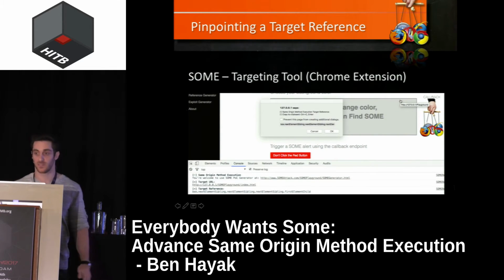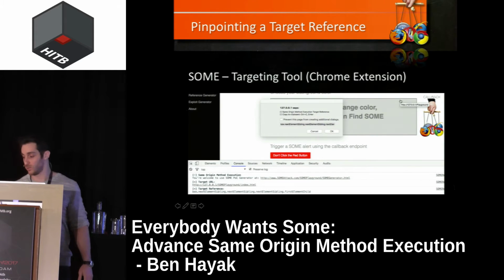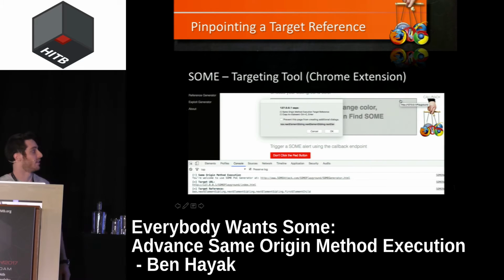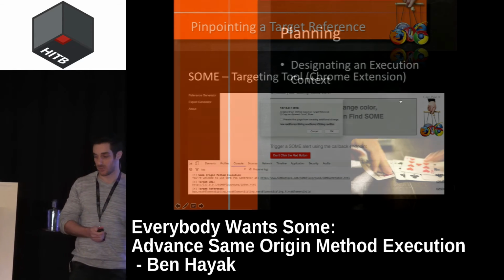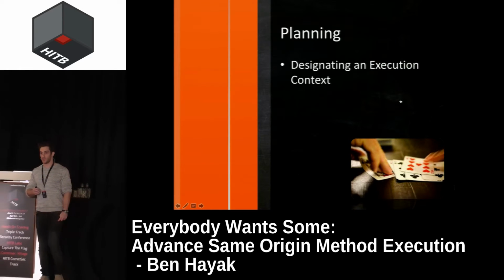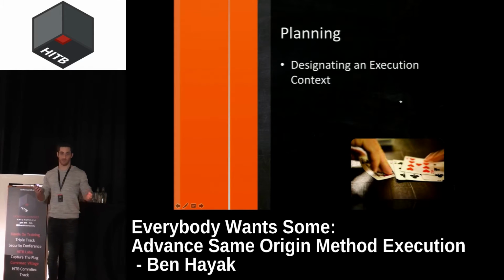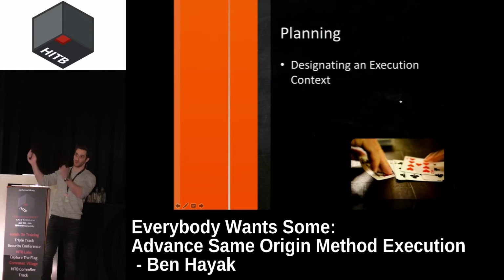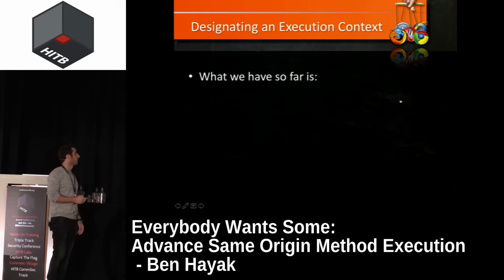So you can use the tool. Feel free to use this tool. It's available in the Chrome store. It's easy to download and use as you're making same origin method execution exploits. Planning is really, really simple. It's just like I told you, it's opening another window. So you can get rid of the execution that happens in the color picker window or any other empty document, because that's the nature of callbacks.